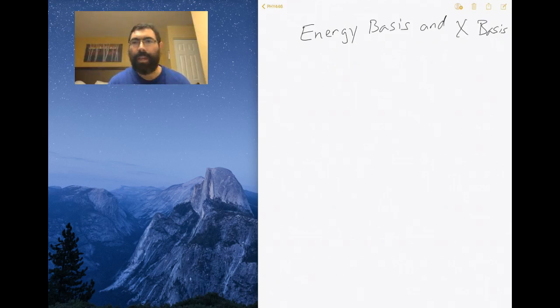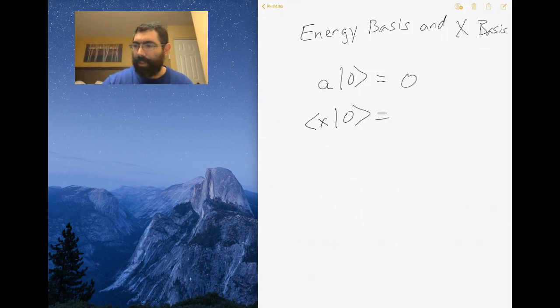When we're working with the energy basis, we pretty much would just take an operator like a, and say we have the lowering operator acting on the ground state. We said it's just going to give us a 0. We can't get any lower in energy than the ground state. But now if we project the position basis onto the ground state, that's going to give us a wave function that will describe the ground state.